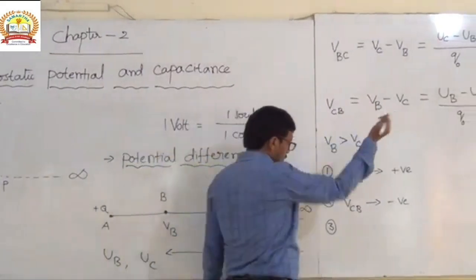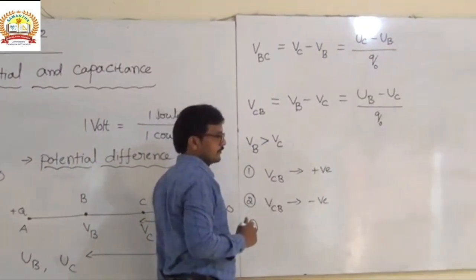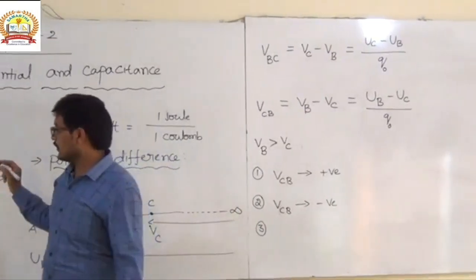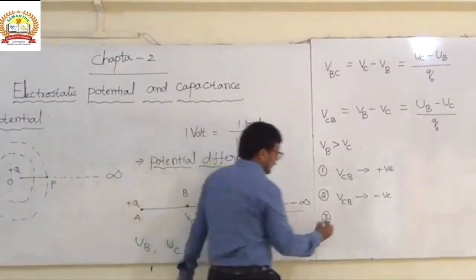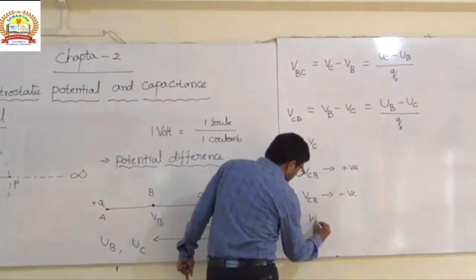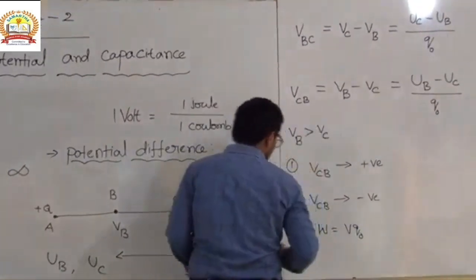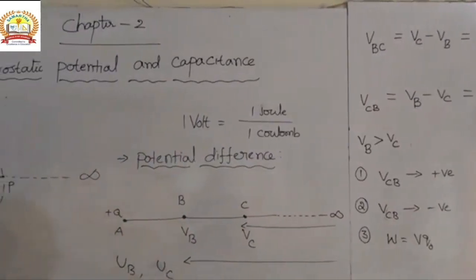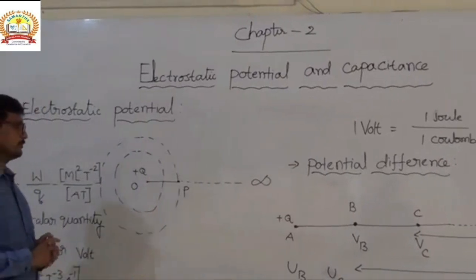And the potential in terms of the work done, we know that the potential V is equal to W by Q naught. Then the work done is equal to V into Q naught. Okay, and this is about the electrostatic potential and the potential difference.